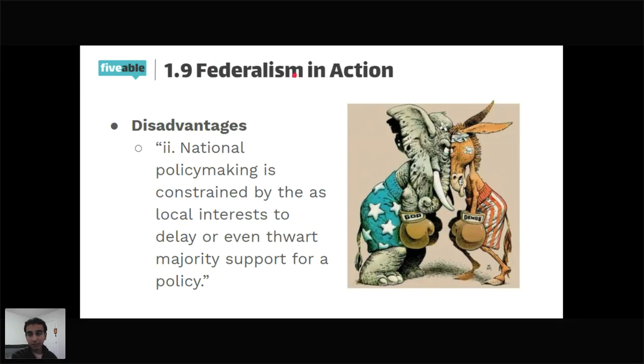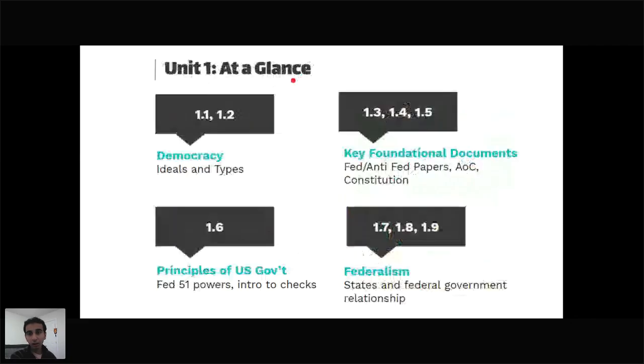So that's all of the standards that are in Unit 1. The 9 standards are outlined here. So again, we talked about democracy, ideals of democracy, the 3 types of democracy. We talked about some key foundational documents in terms of the Federalist Papers, Articles, and Constitution. We talked about several principles of the United States government, including a review of Federalist 51 and checks and balances. Finally, we ended with federalism.